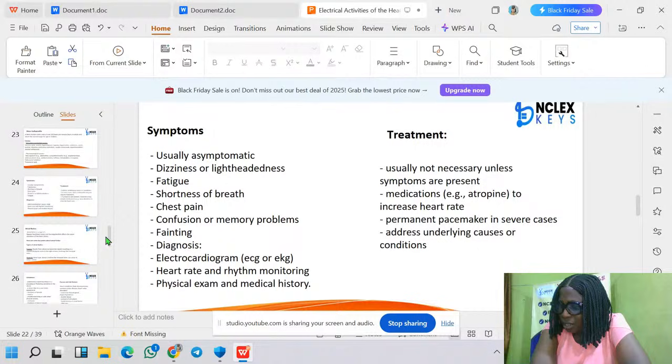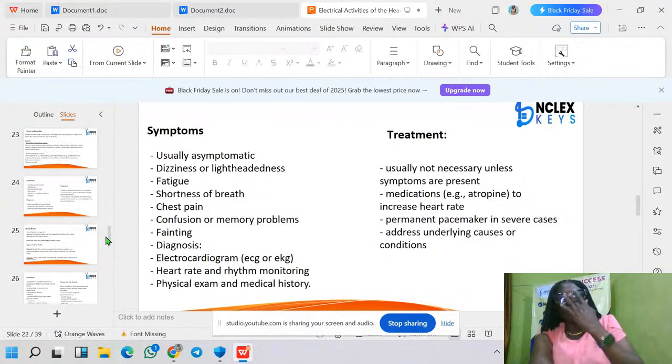What makes it a 6-second strip? What do you see in that strip that makes it a 6-second strip? 30 large boxes. Oh, okay. Thank you, ma. 30 large boxes. Yeah. So that makes it a 6-second strip.